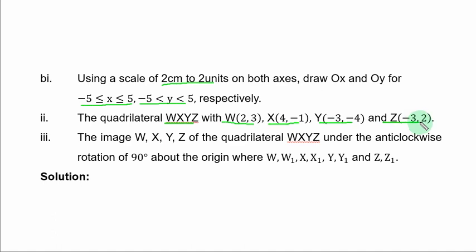Roman figure 3. The image W1S1Y1Z1 of the quadrilateral WSYZ under the anticlockwise rotation of 90 degrees about the origin, where you have W, W1, S, S1, Y, Y1, and Z, Z1. Solution to this question.